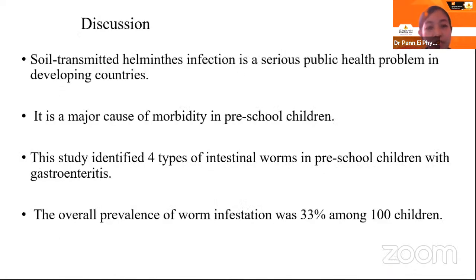Discussion: Soil-transmitted helminths infection is a serious health problem in developing countries. It's a major cause of morbidity in preschool children. This study identified the 4 types of intestinal worms in preschool children with gastroenteritis. The overall prevalence was 33%.